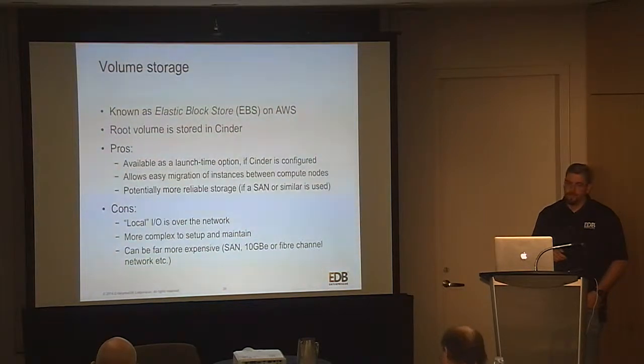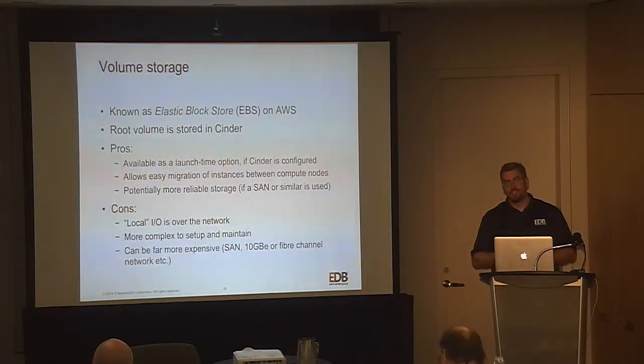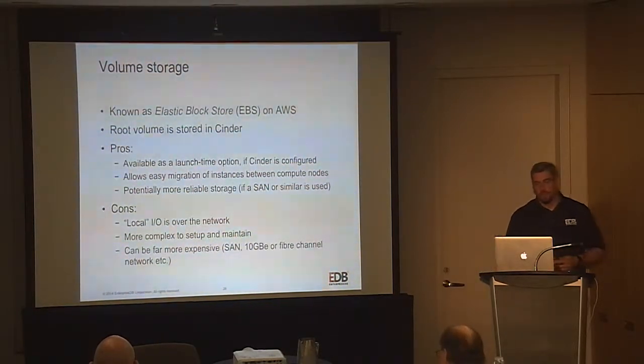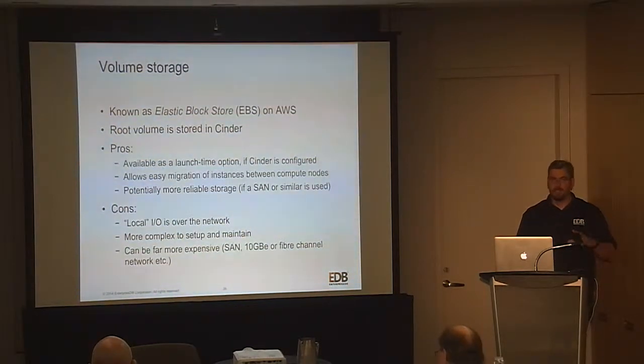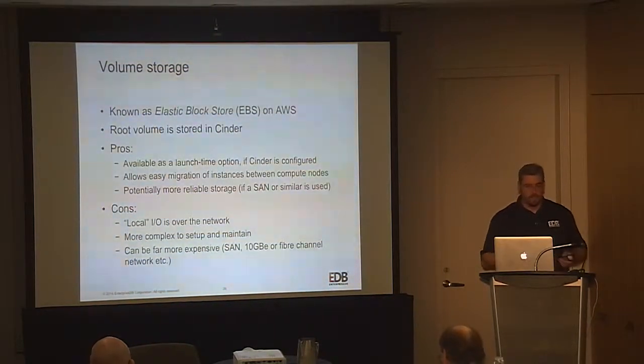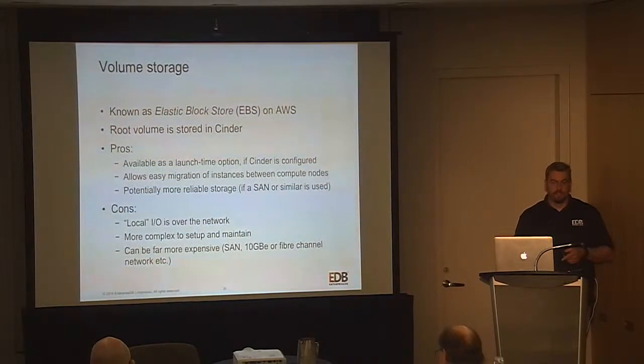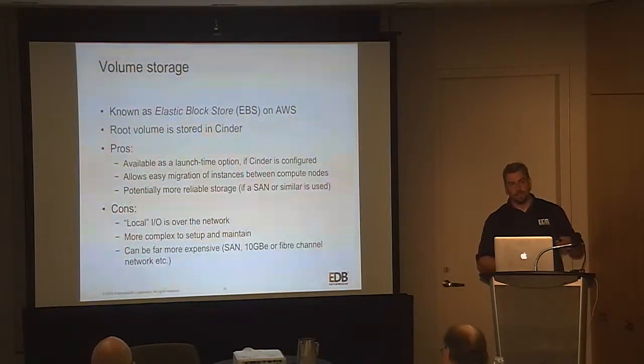Now, the third option is volume storage. If you've ever launched an instance in Amazon AWS, one of the options you get is an EBS-backed volume. And what that basically means is that the root file system for the instance is actually in an EBS block device. In this case, the root volume will be stored in your Cinder server. Now, the nice thing about this is it's available as a launch time option as long as you've got Cinder installed. So in our setup at EDB, whenever I launch an instance, I can choose whether I'm using the local instance store or, if it's something I know I'm going to need to move at one point in time or likely to need to move, I can choose right then to store it in Cinder instead.